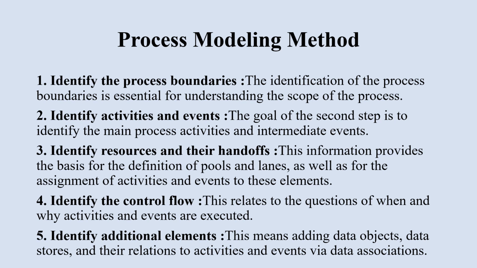After determining the primary activities, we categorize these activities on the basis of data provided. Fourth, identify the control flow. The control flow is concerned with timing and action of the events executed. Fifth, identify additional elements. This will have the database and data stored which are required to store the data in a process.